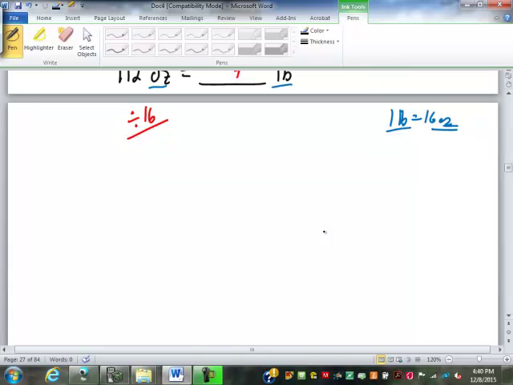How about 3 meters in inches? How many inches in a meter?